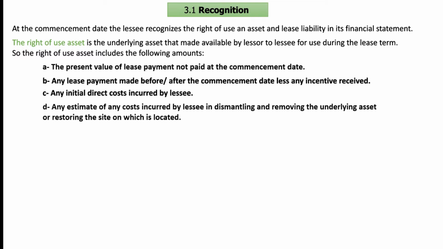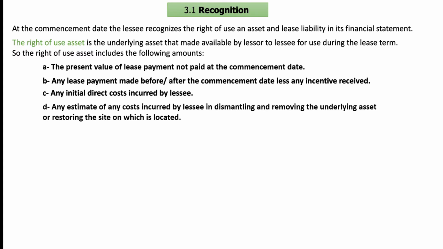So if we, as a lessee, have the obligation to restore or dismantle the underlying asset and deliver it to the lessor's place or location at the end of the lease term, we need to make an estimate of that amount, and this amount should be part of the underlying asset.